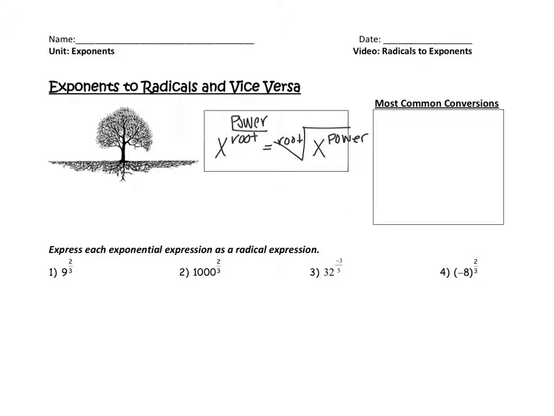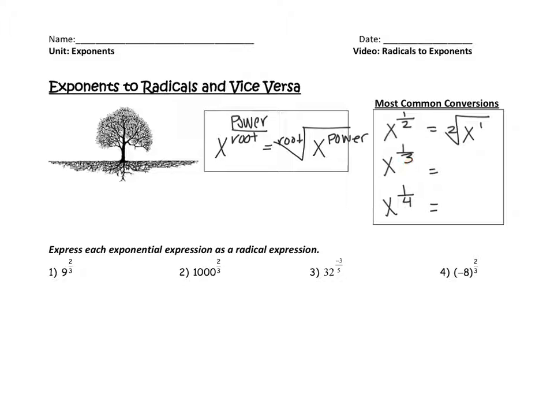Okay? So for example, there are many common conversions. We'll start with x to the 1/2, x to the 1/3, and x to the 1/4. These are the most common radical conversions that we know. So if the root is on the bottom, just like the roots of a tree are on the bottom of the surface, then this is the square root of x to the first, or of x.